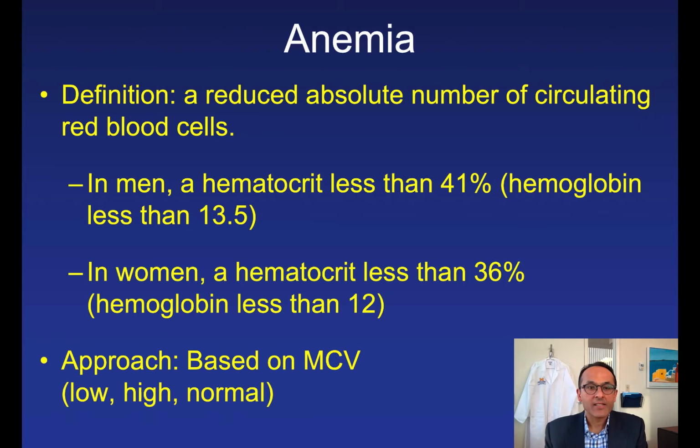Anemia is not a disease. Rather, it's a manifestation of an underlying disease, and our goal is to figure out what that underlying disease is. The best approach is to look at the mean corpuscular volume, or MCV, break it up into low, high, and normal, and then have a differential diagnosis for each one of those categories.